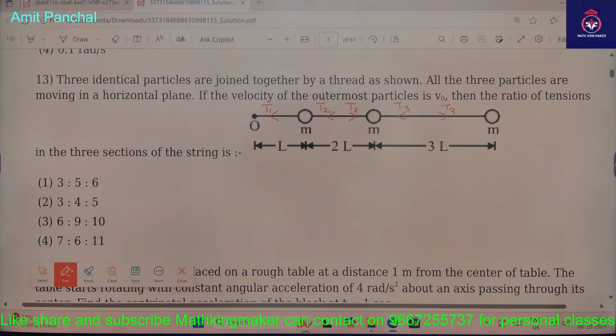And all three bodies will be going with the same angular velocity.